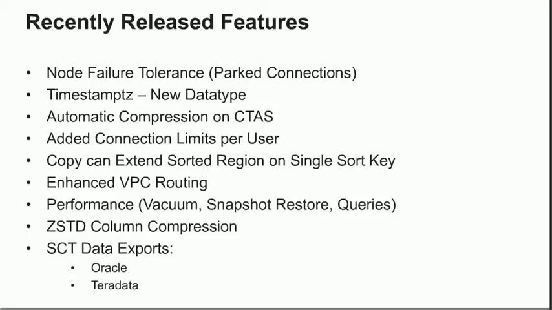2016 was a huge year for performance for Redshift. The team focused just massively on performance. Vacuum saw a 10x performance increase. In some cases, it was more than 100x in certain scenarios. Snapshot restore is twice as fast as it used to be, and for queries we saw a 3-4x performance improvement pretty much across the board.